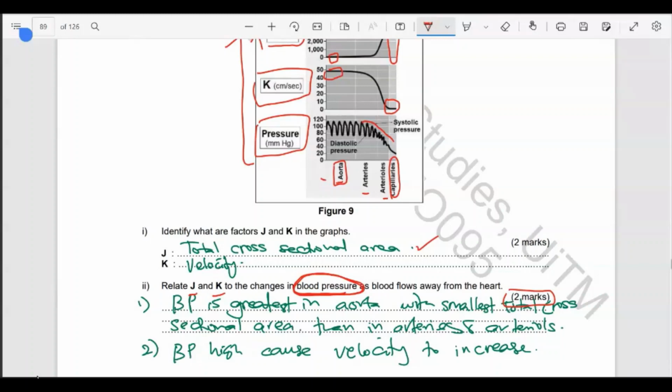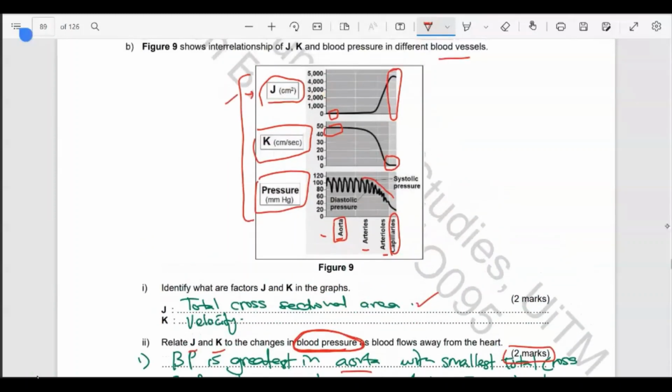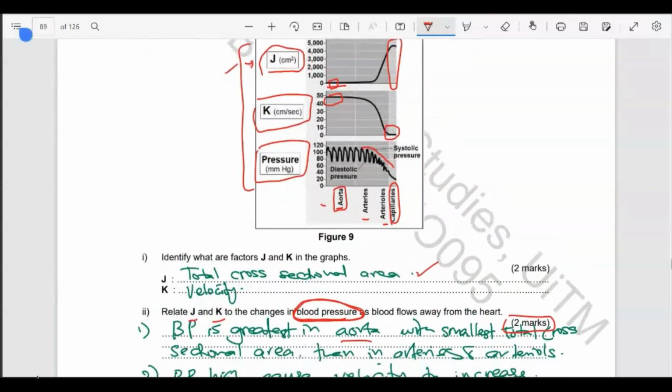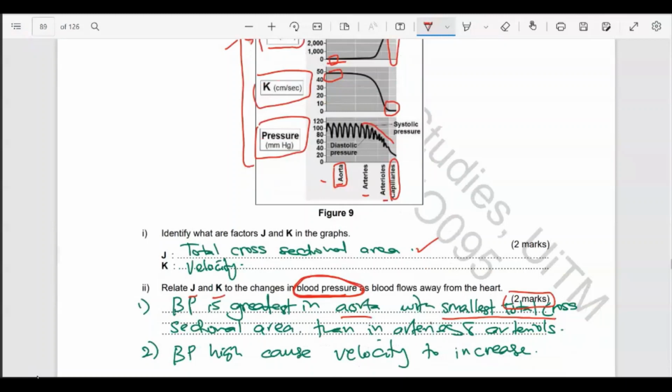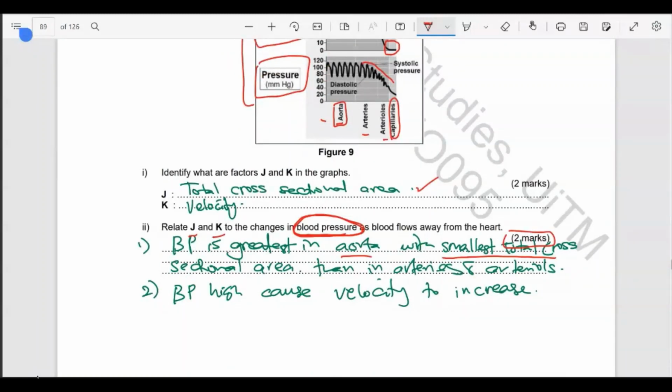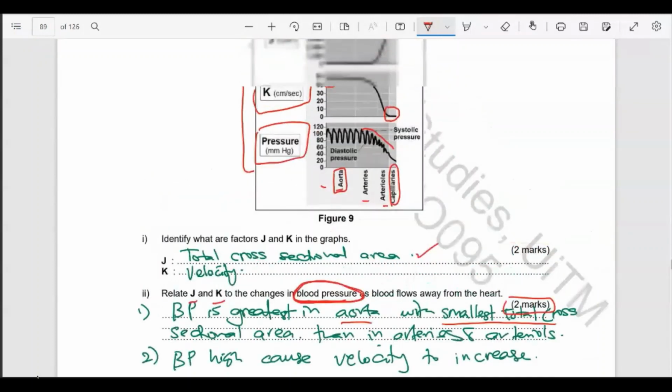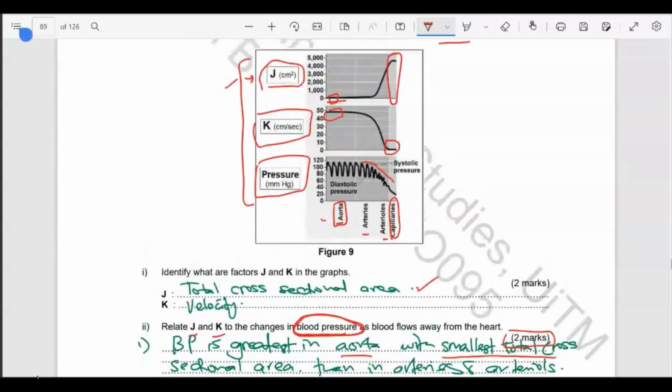So obviously the blood pressure is greatest in the aorta, and if you observe the graph for the total cross-sectional area, the aorta has the smallest total cross-sectional area. So therefore the blood pressure is high. It's the highest compared to the arteries and then arterioles. For the arteries and arterioles, the total cross-sectional area will increase as they branch even more.